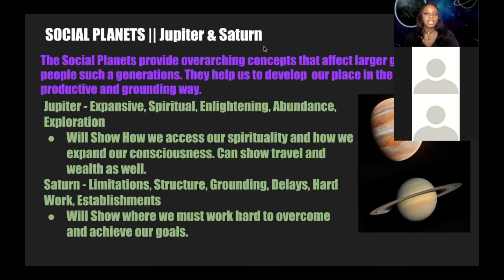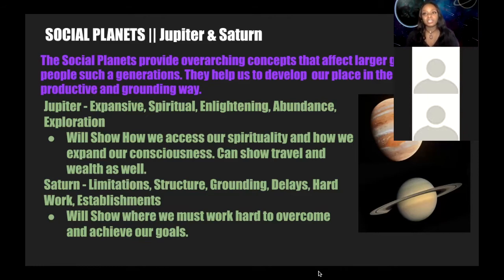Now, Saturn is quite the opposite because it represents limitations, structure, grounding, delays, hard work, and establishments. And what I mean by establishments are like governments, things that are well established and sturdy and rooted and strong. Saturn will show where we must work hard to overcome and achieve our goals. So Saturn is kind of like the karmic energy that really forces us to work hard and forces us to take things really seriously.